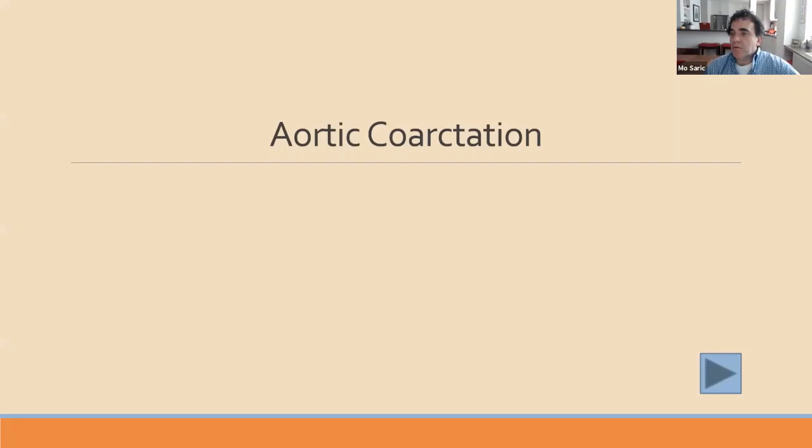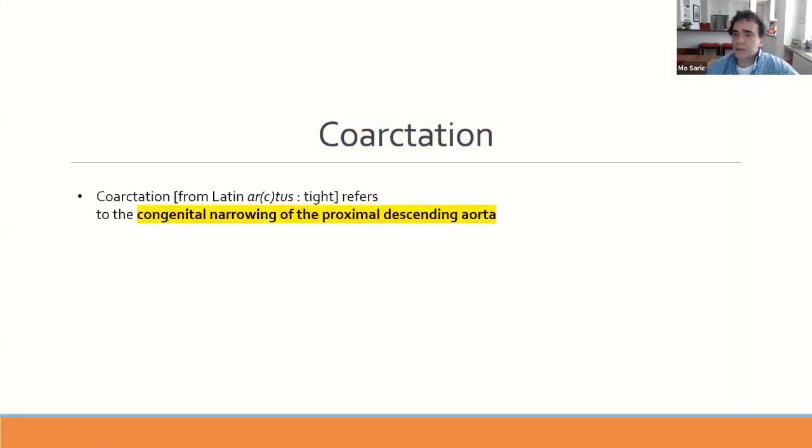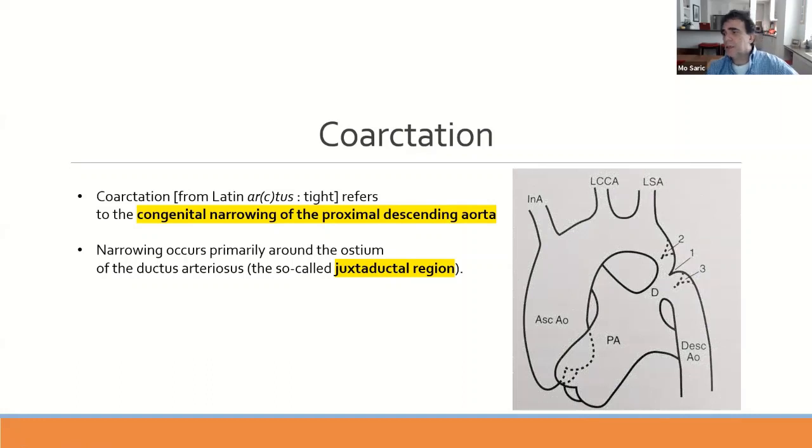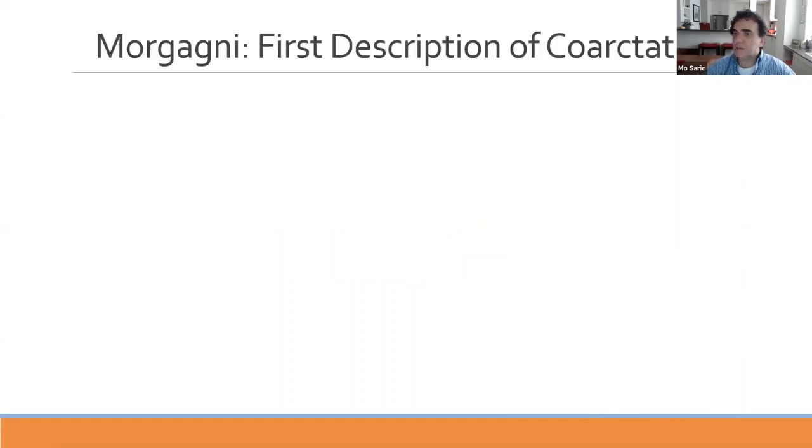Now that we looked at the anatomy of the aorta, let's look at a little bit of aortic coarctation. What's coarctation? Coarctation is a congenital narrowing of the proximal descending aorta. And the narrowing occurs primarily around the ostium of the ductus arteriosus, in the region of the ductus, or so-called juxtaductal region. And this is, again, the aortic arch with the isthmus region, but this time the ductal area is represented with the narrowing as the source and the typical location of aortic coarctation.